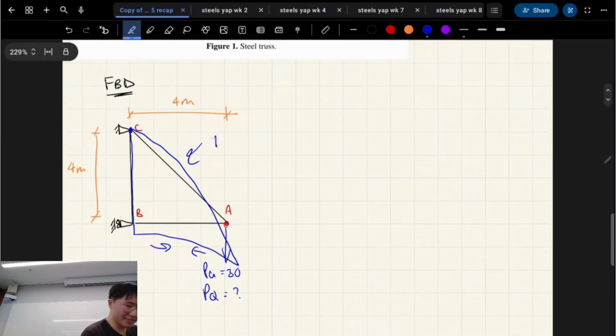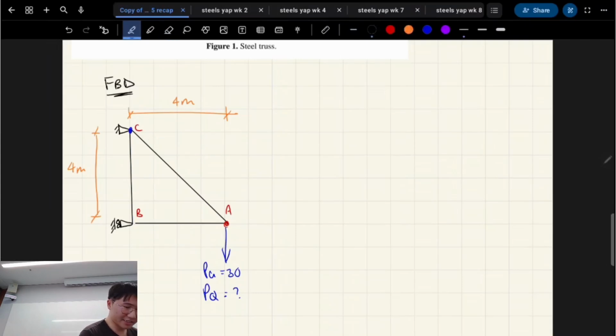So you would expect to see tension in this diagonal member, and you'd expect to see compression in this member. This one, I haven't done the problem, but I'm pretty sure it's tension. The thing about that one is it's not going to be the critical one. Okay, cool.